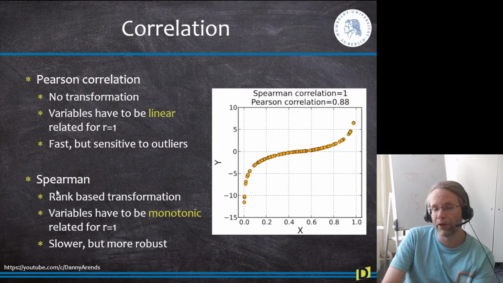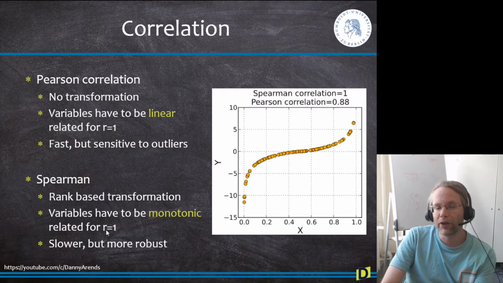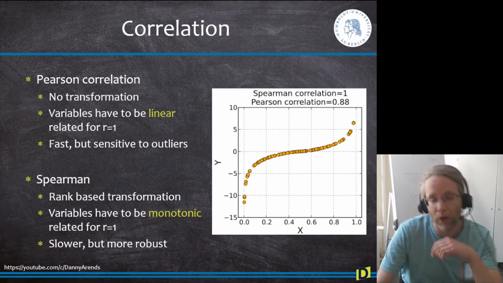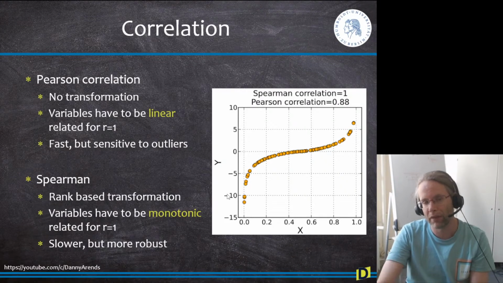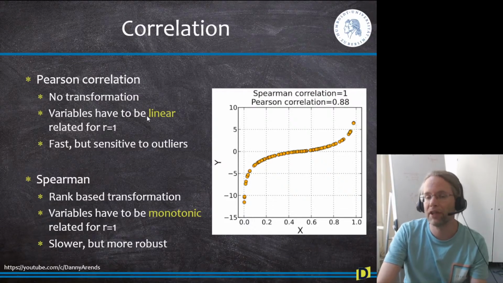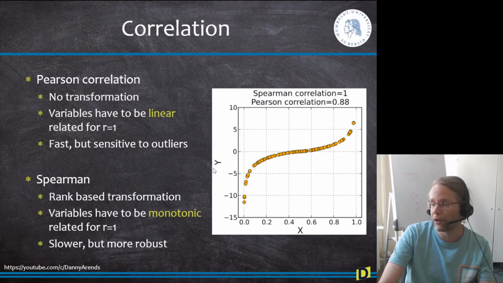Based on that, you have Spearman correlation, which is a rank-based transformation, and in that case you can have a perfect correlation, so a correlation of 1 or minus 1, when variables are monotonically related. So what does that mean? Well, monotonically related means that with an increase of the one, there is an increase of the other one. Linearly related means that an increase of 1 unit of x causes an increase of a certain amount of y units. And this is always the same, right?